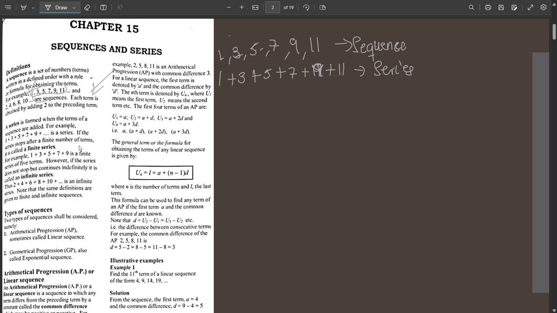Then let's go to the types of sequence. So we are done with sequence. We are done with series. Right, types of sequence. There are two types of sequence: arithmetic progression.